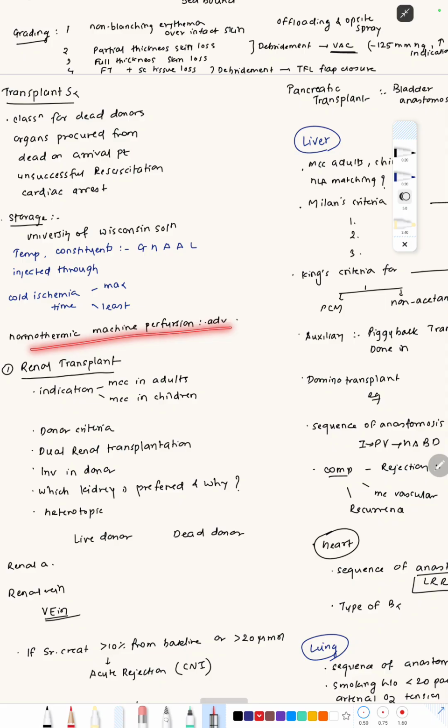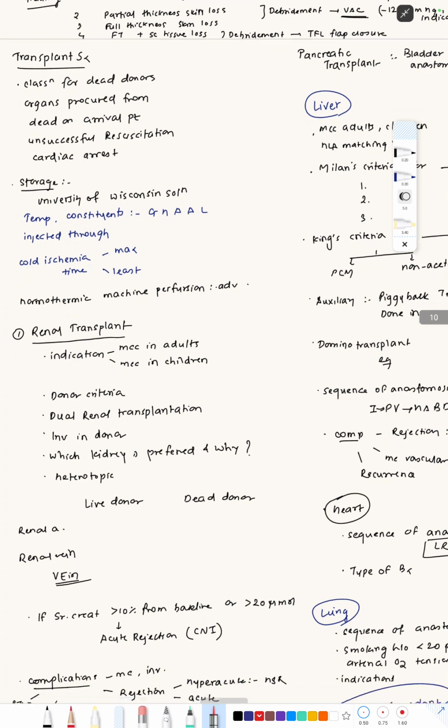Normothermic machine perfusion is also done. The advantage of this is that because there is a normal temperature, the physiology of the organ is maintained, and there is early graft function upon placement.